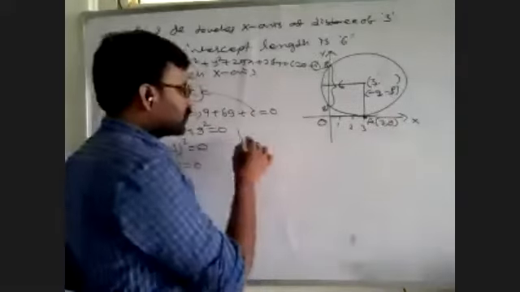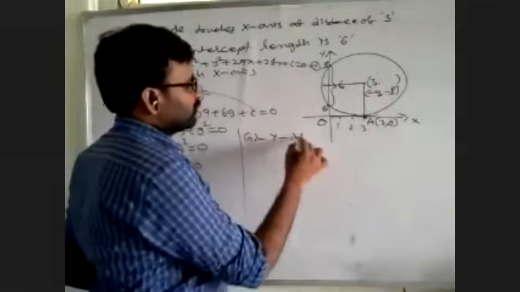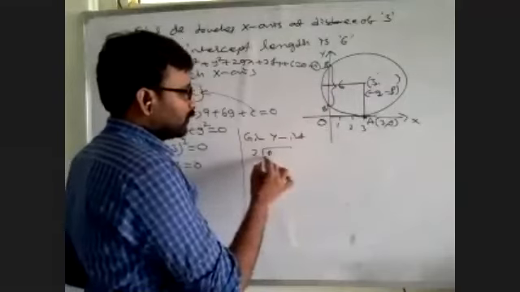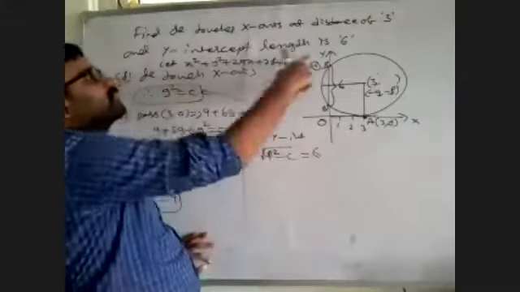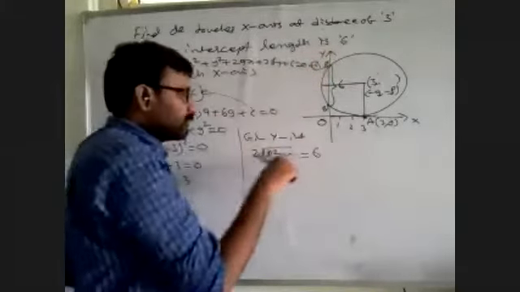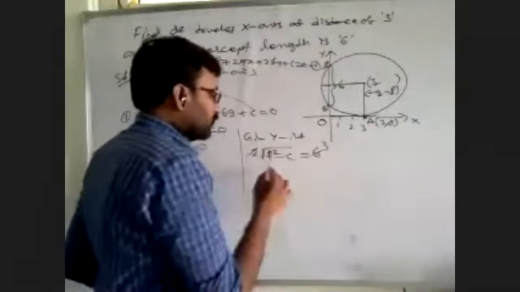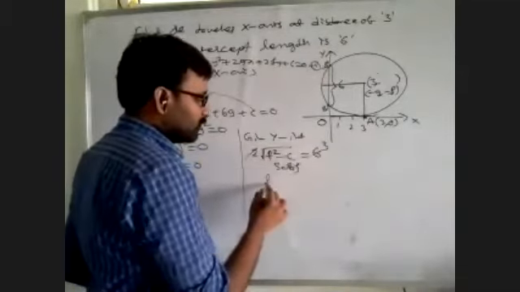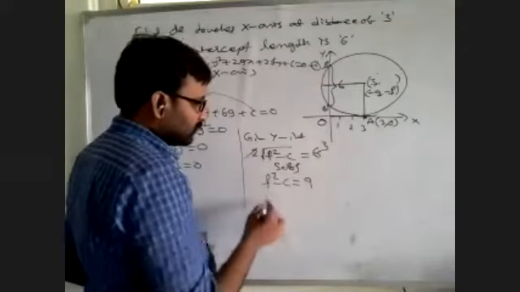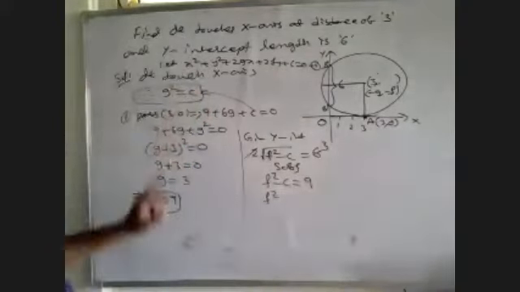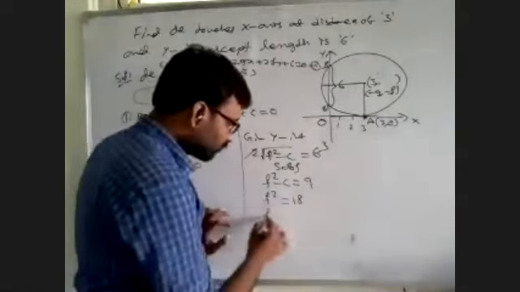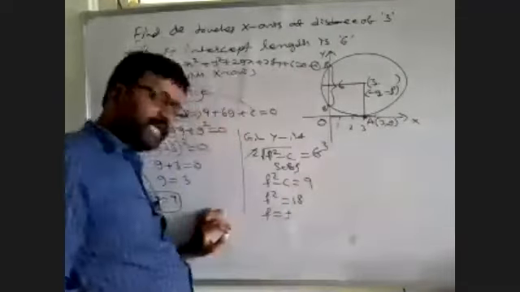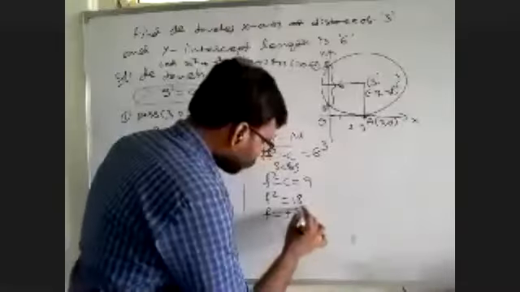What about f? That's why we have one more condition given. The y-intercept is 2 root over f square minus c. This is the y-intercept formula. What is given? The y-intercept length is 6. So 2 root over f square minus c is 6. Squaring on both sides, then f square minus c is equal to 9, right? So taking minus 9 across, that is plus 9. 9 plus 9 is equal to 18. Then f is equal to plus or minus root 18. Root 18 means 3 root 2, since 3 times 3 is 9, 9 times 2 is 18.